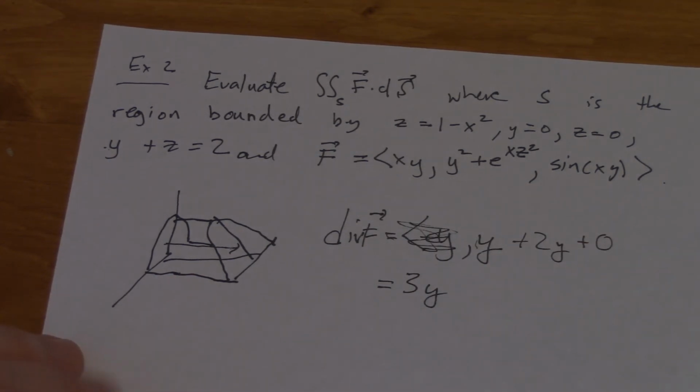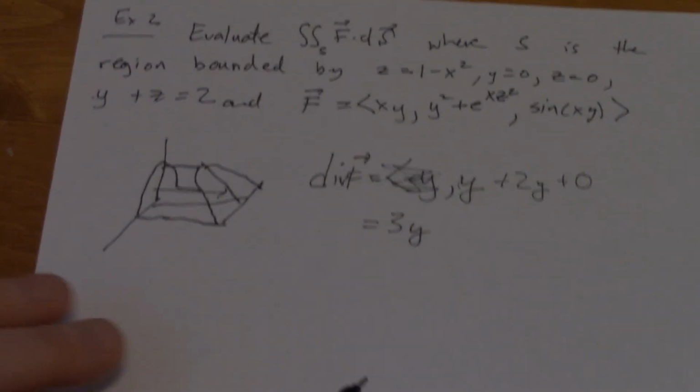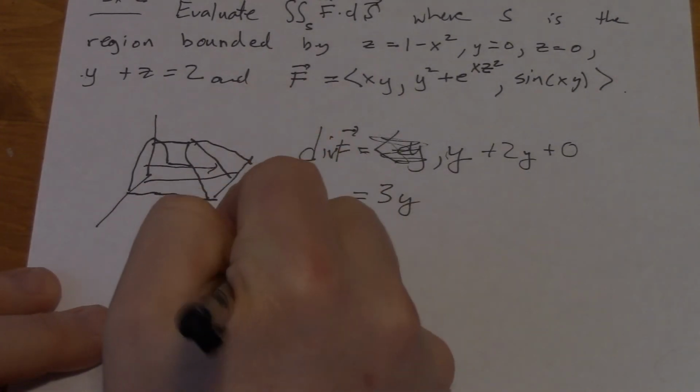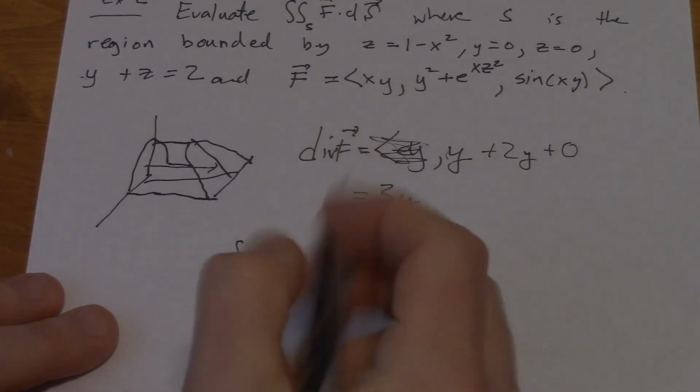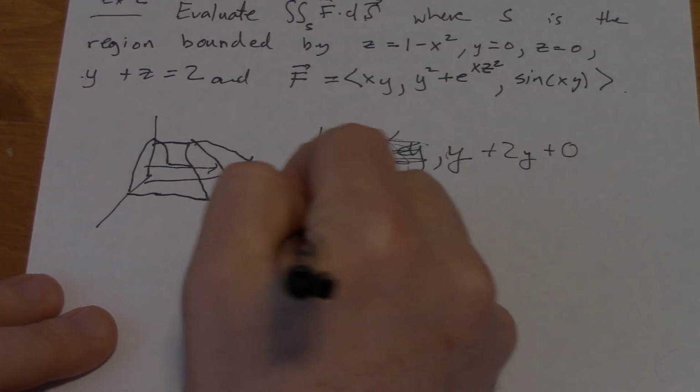So I got my integral, I got my picture of the region. So in the triple integral, y would go from 0 to that plane, so 2 minus z.